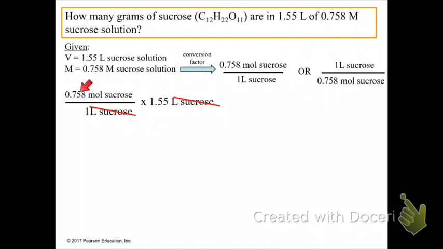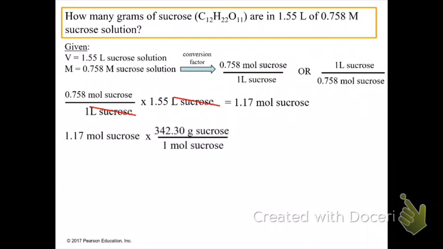So 1.55 times 0.758 gives us the amount of sucrose in moles. So we have 1.17 moles of sucrose, and we have to convert this to grams using the molar mass of sucrose, which is roughly 342.30 grams per mole. Okay, so you can calculate that yourself. You know the molar masses of each element to get the total molar mass of sucrose. So moles of sucrose would cancel out. So now 1.17 times 342.30, and we get about 400 grams of sucrose.